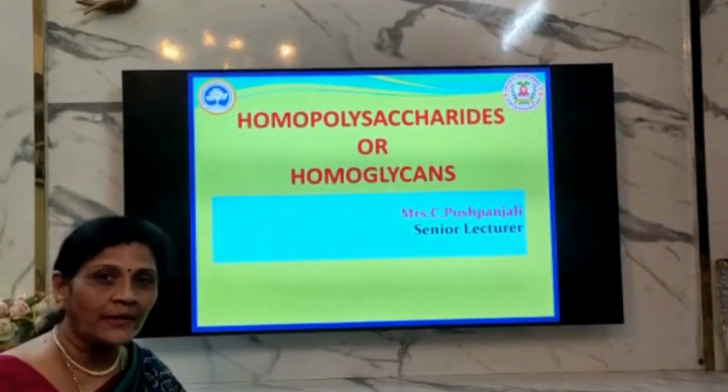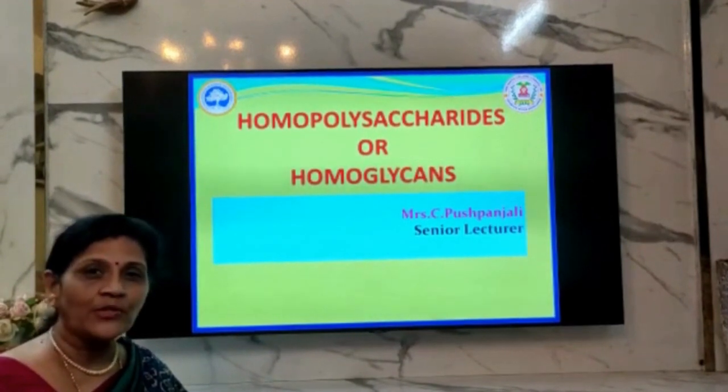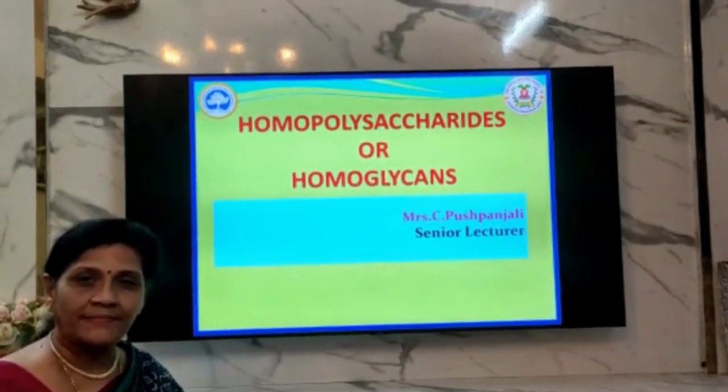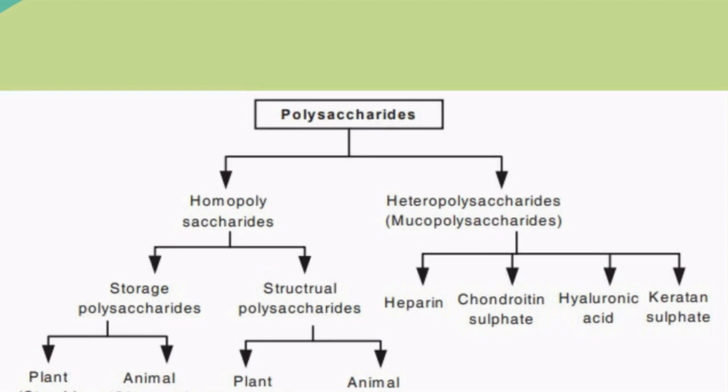In this video, we are going to learn about the homopolysaccharide, which is an important short notes question in the dental syllabus. Polysaccharides or glycans are the carbohydrates which on hydrolysis yield many sugar units. Here we can see the classification of polysaccharides. It is classified into homopolysaccharides and heteropolysaccharides. Homopolysaccharides are the carbohydrates which yield the same type of sugars. The heteropolysaccharides are the carbohydrates which on hydrolysis yield different types of sugars or sugar derivatives.